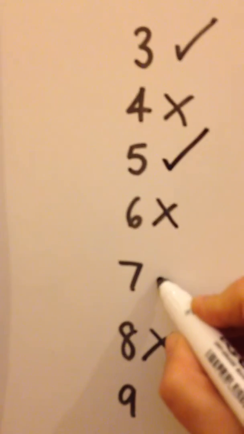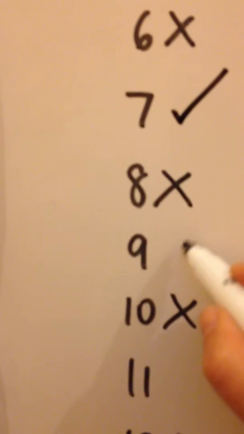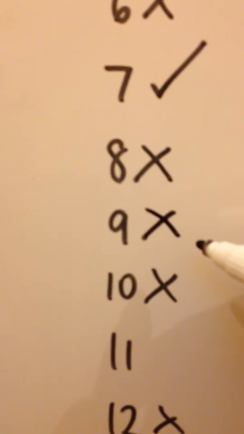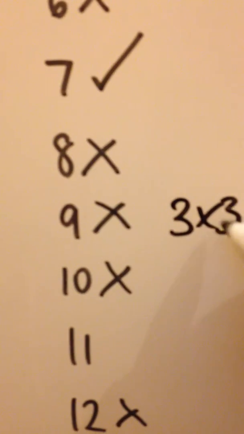Seven's a prime number, one times seven, seven times one. Nine is not a prime number. Some people get caught out by this one, thinking one times nine, nine times one. However, you can also use three times three.